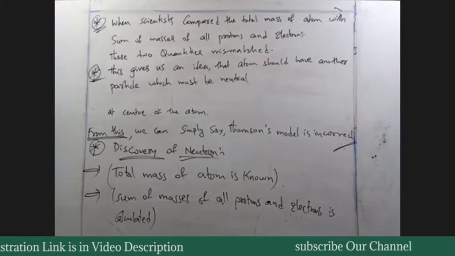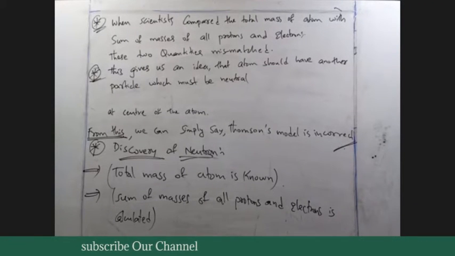Fine. So write down all these things. Discovery of neutron. From the discovery of neutron, you write down all this.